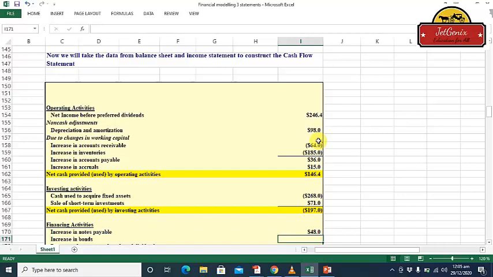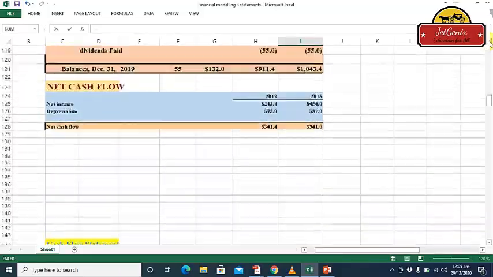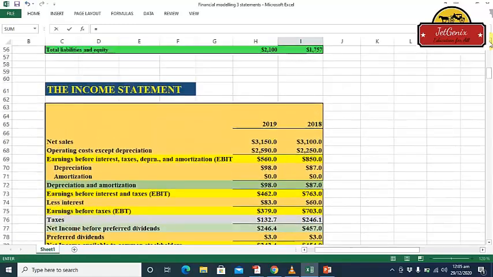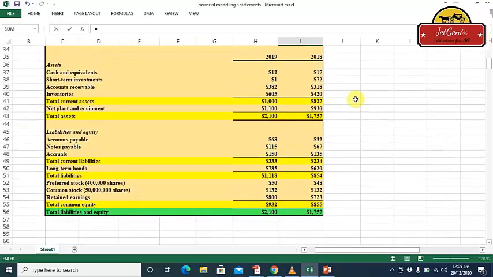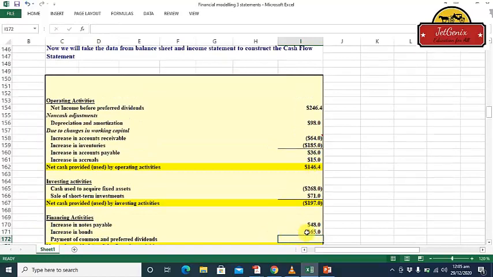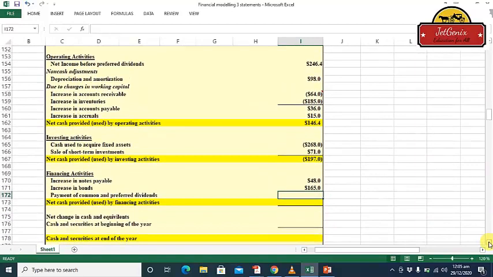Again we have to calculate the increase in bonds. Go to the balance sheet, and we subtract the amount of 2018 from 2019. Long term bonds here are 785 minus 620 in 2018. Just press enter, and again we have 165 million dollars in bonds.